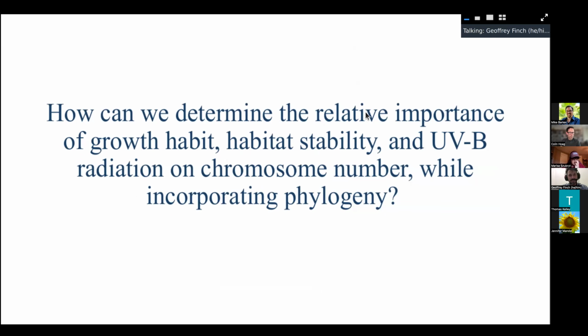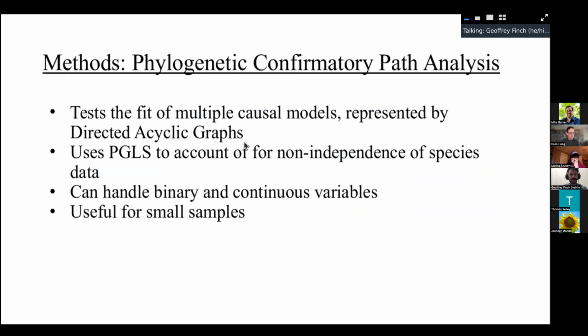So how can we determine the relative importance of growth habit, habitat stability, and UVB radiation on chromosome number while also incorporating phylogeny? Answer: phylogenetic confirmatory path analysis. This is the approach that I use to test the relative importance of these variables. In this approach, you can test the fit of multiple causal models, each represented by directed acyclic graphs, like the graphs that I was just showing. And then the approach is PGLS to test for relationships between those variables while also accounting for phylogeny, essentially.